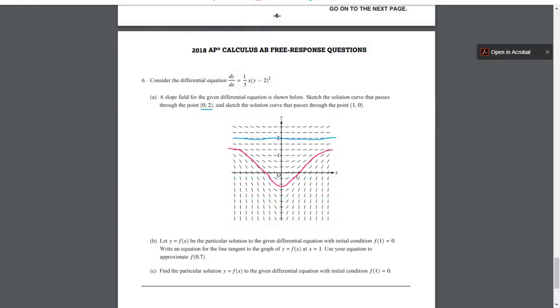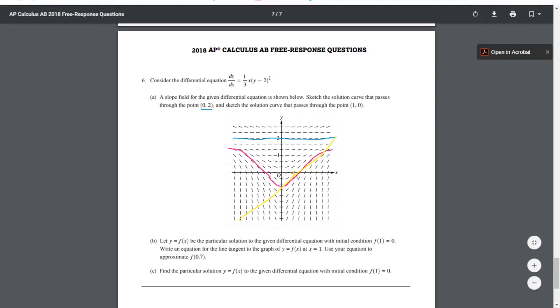C. Find the particular solution y equals f of x to the given differential equation with initial condition f of 1 equals 0. So now we're not just asked to draw this line and figure out what this value is. We're asked to actually find the equation for the pink, magenta, purple, whatever you want to call that line. We have a differential equation, and we're going to need to solve it by separation of variables and all that other fun stuff.